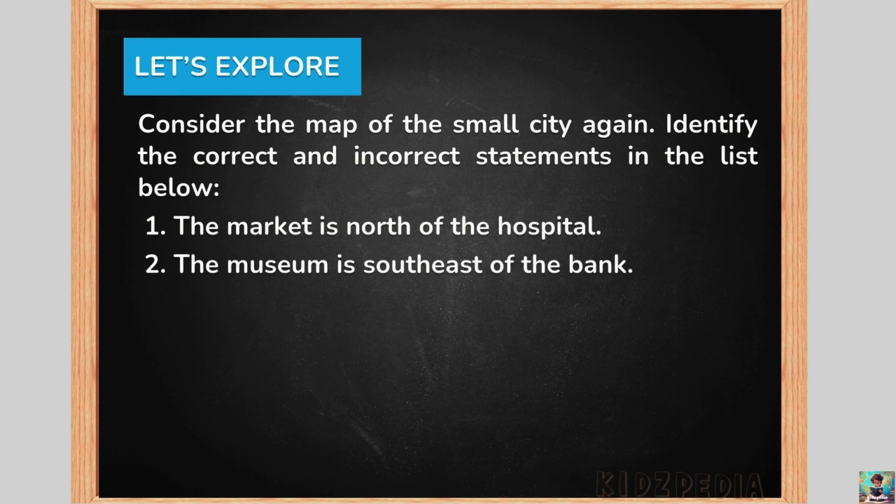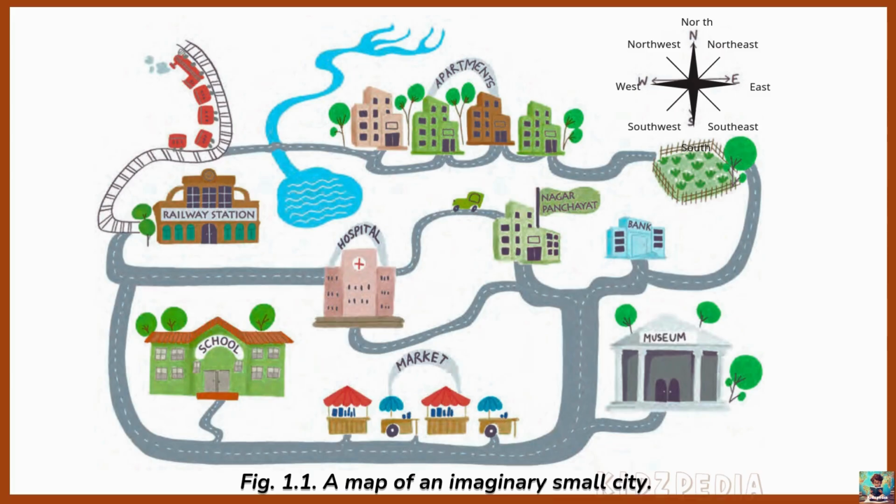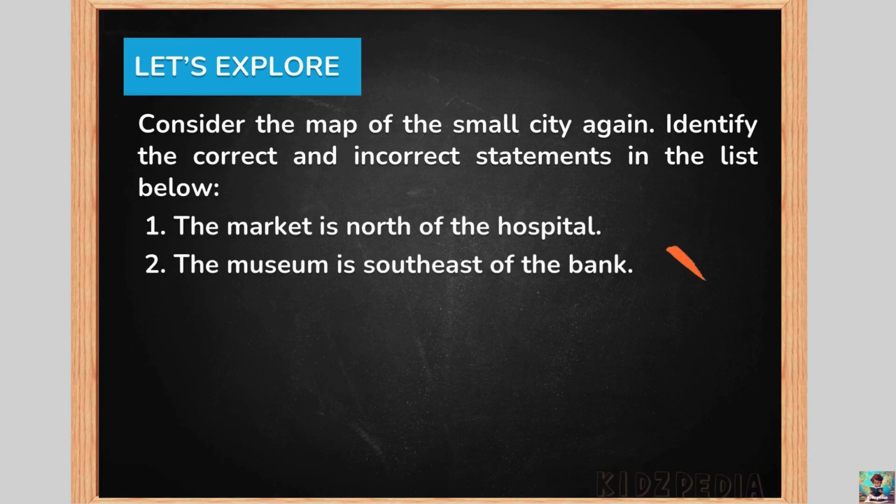Second one, the museum is southeast of the bank. Draw the cardinal directions over the bank and see which direction the museum is. The museum is below the bank, so it is in the south of the bank. Southeast means the museum should be down and to the right of the bank. But here it is not in that direction. So the sentence is incorrect.